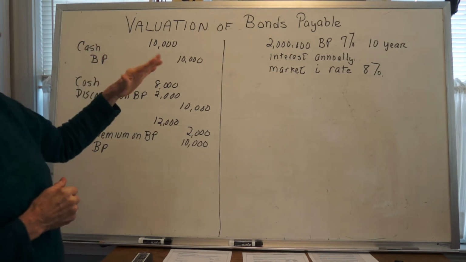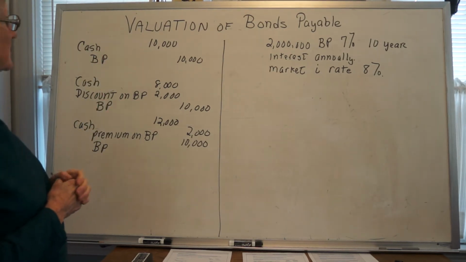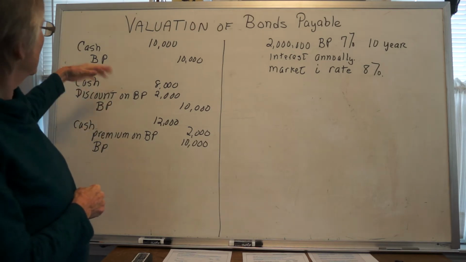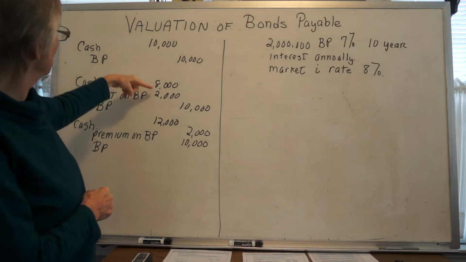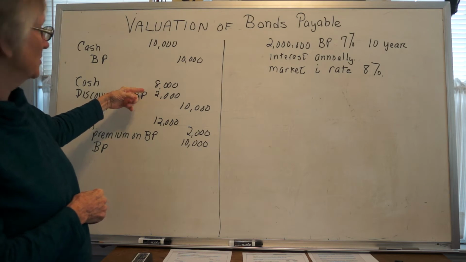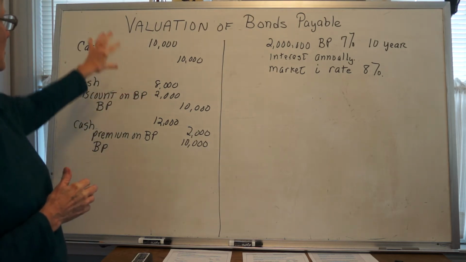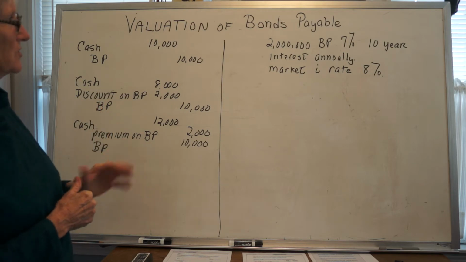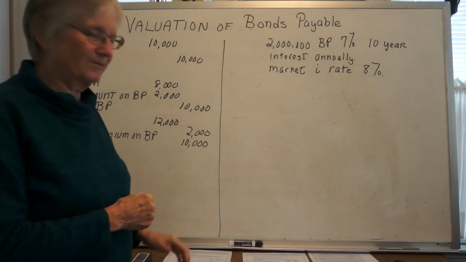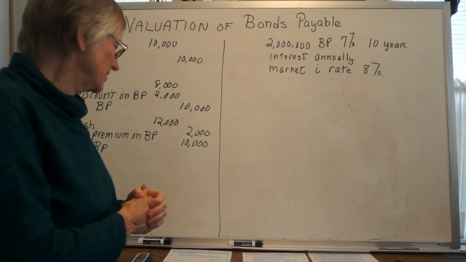When we talk about valuation of bonds payable, we're simply answering the question, what are the cash proceeds? How much do we get when we issue this bond? Are we going to get 8? We're going to get 12? We're going to get 10? Okay, so valuation, it's what are the proceeds of this bond issue. Okay, so how do we compute it? Well, of course, we use present value tables.